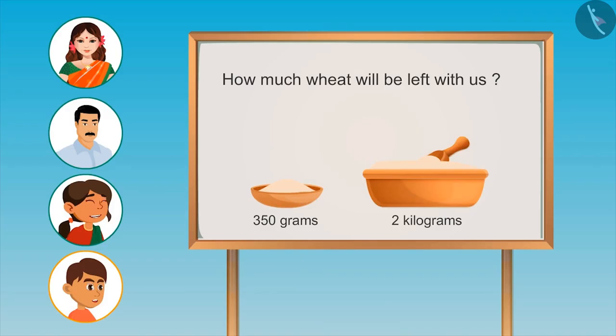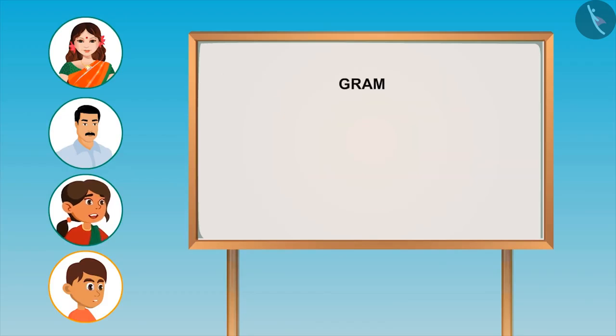Kids, you can pause the video and calculate the answer. To make sure that the units are same. According to you, what should be the unit of both the items? Gram, I can easily subtract with this. How come? 2 kilograms mean 2000 grams. Yes, right. From this, I'll subtract 350 grams.